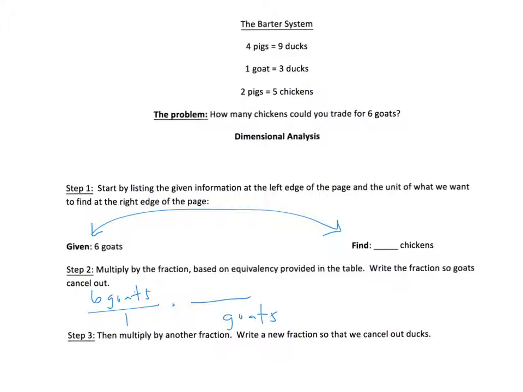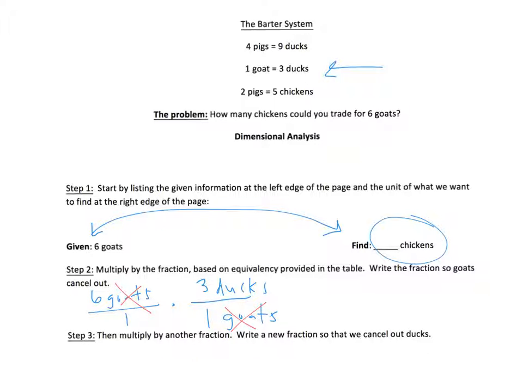So now if I want to go from goats to something I can keep continuing from to get to chickens, I could perhaps trade 1 goat for 3 ducks. Again, look up at the table here, and 1 goat is equal to 3 ducks. And again, we want to get to chickens. That's our end result. So goats in the numerator of my first fraction would cancel out with goats in the denominator of my second fraction.